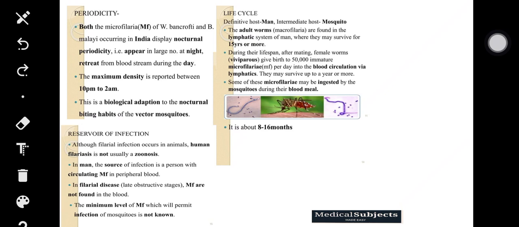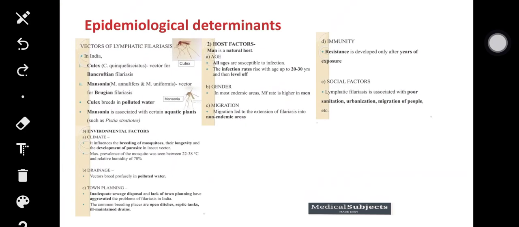In filarial disease, late obstructive stages, microfilaria are not found in the blood, and the minimum level of microfilaria which will permit infection is not known. We do not know. There is no dose relationship. It might be one microfilaria can cause disease, or it might be thousands of microfilaria can cause disease. We do not know how many microfilaria are known to cause disease.